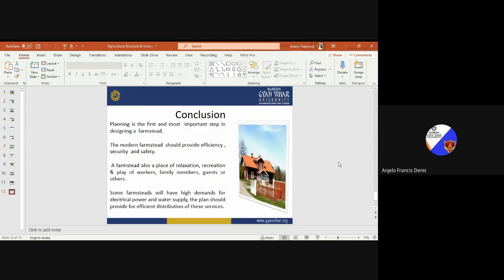So concluding, planning is the first and most important step in designing a farmstead. A modern farmstead should provide efficiency, security, and safety. A farmstead is also a place of relaxation, recreation, and play for workers, family members, guests, or others. Some farmsteads will have high demand for electrical power and water supply. The plan should accordingly provide efficient distribution of these services.